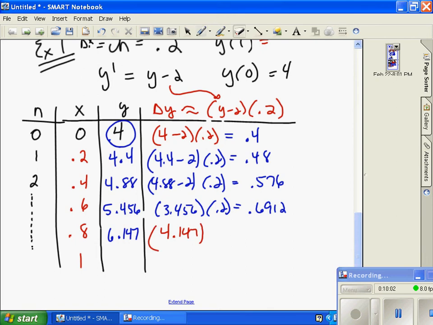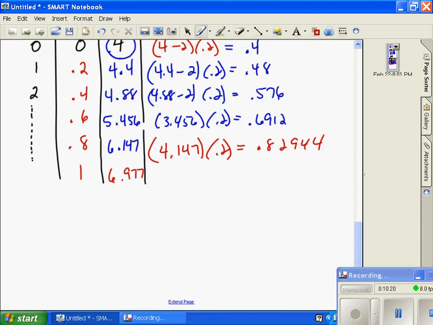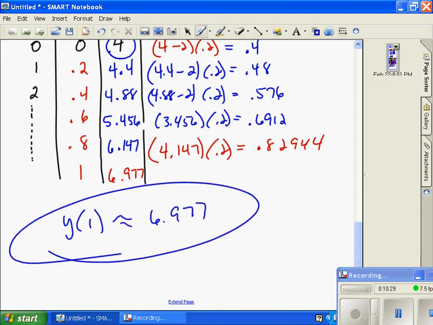Oh, that looks really bad. 4.147 times 0.2, and I get 0.82944. Add that to 6.147, and I get 6.977. So I'm finally done. So I have y of 1 is approximately 6.977. And that's using Euler's method to estimate y of 1.